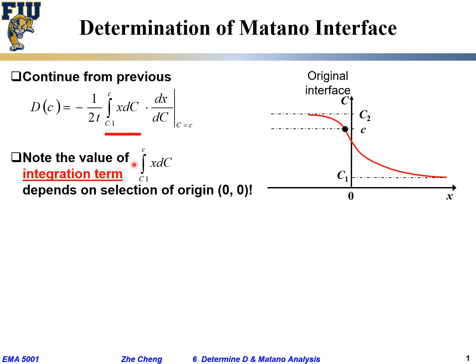Read that sentence to you again. The integration term from C1 all the way to C, from here to small c, depends on where I place my axis. Or put another way, where I choose as my zero of location. Let me give you one example. If I choose my c-axis here, which means I have very little of positive x. To the left side, it's all negative x, right? So my area would be kind of pretty much negative.